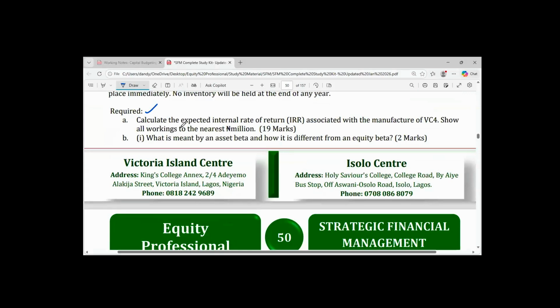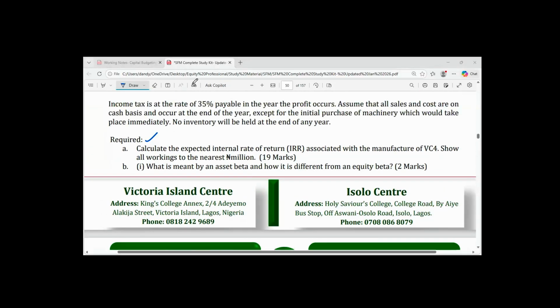Who is helping us to read it? Yes. Who is helping us? Okay.